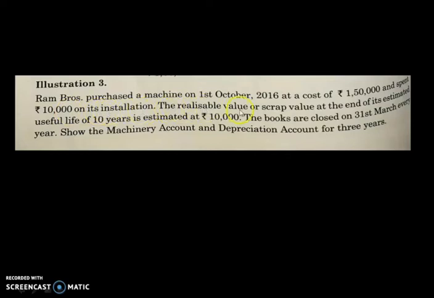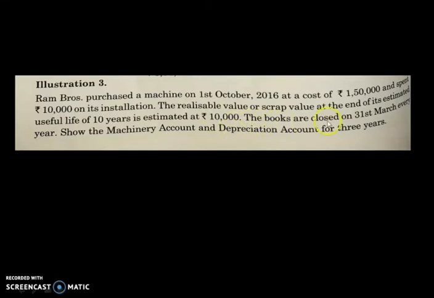Now, the realizable value or the scrap value at the end of its estimated useful life is 10 years. So what is the estimated life of that machinery? 10 years. And the scrap value is 10,000. So you got almost all the information to calculate the annual depreciation, isn't it? As well as the rate of depreciation.